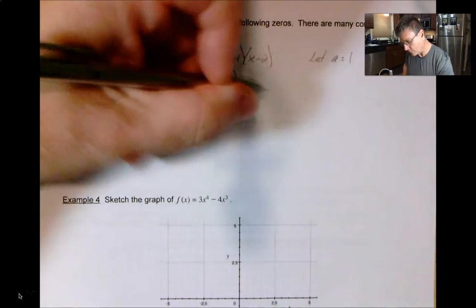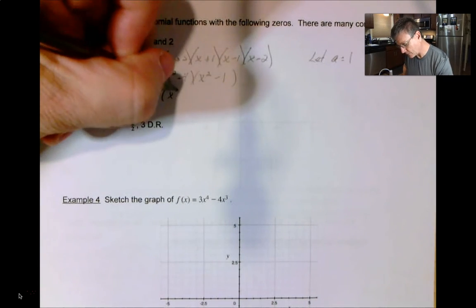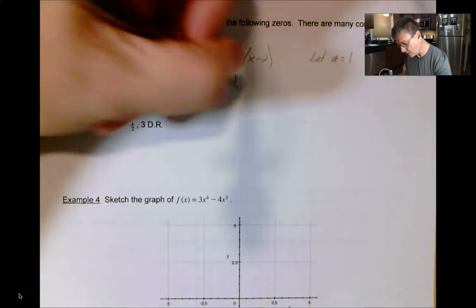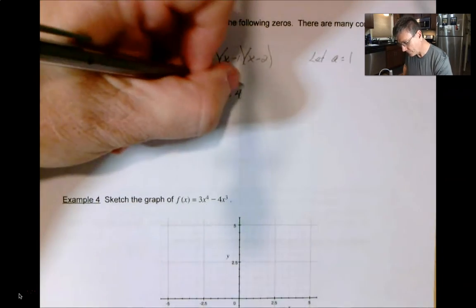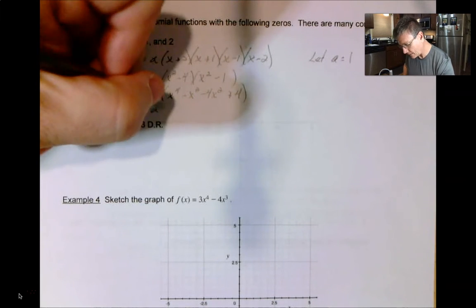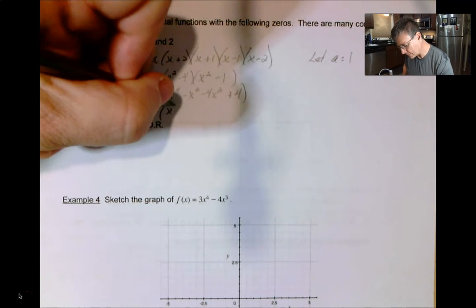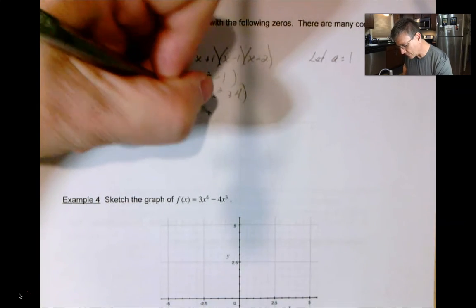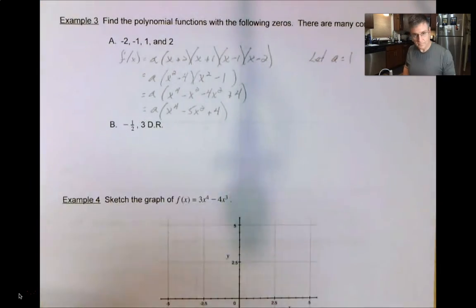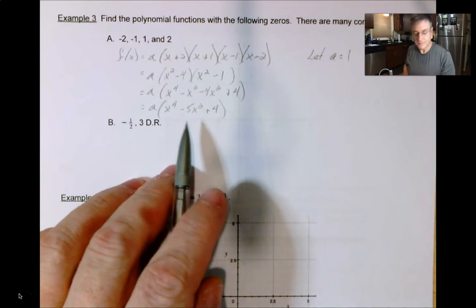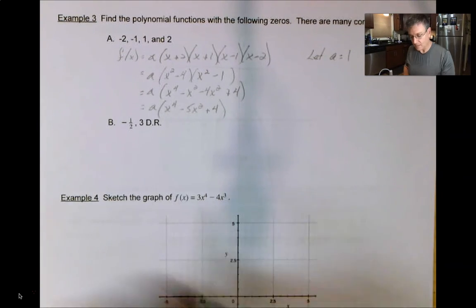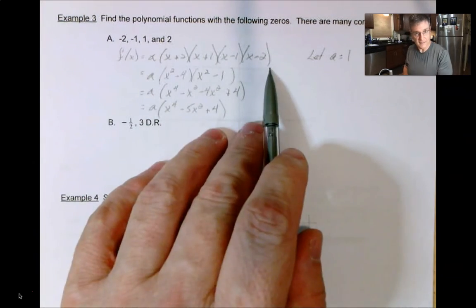A. Now we'll double distribute. X to the 4th minus x squared minus 4x squared plus 4. A. X to the 4th minus 5x squared plus 4, so on and so forth. So that's a good place to stop. I will even accept if you stop here. Okay, this is better, but this is acceptable.